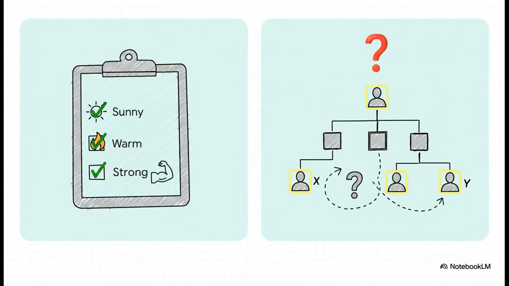A mystery where a simple checklist just isn't going to cut it. This slide just perfectly captures the new challenge. On the left, we've got our solved case, that nice, simple checklist. But on the right, oh boy, a totally new mystery. How do you define if person X is an ancestor of person Y? This isn't about weather conditions anymore. This is about relationships that can stretch back generations.